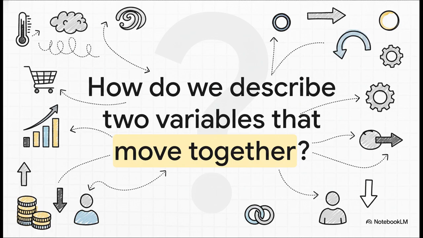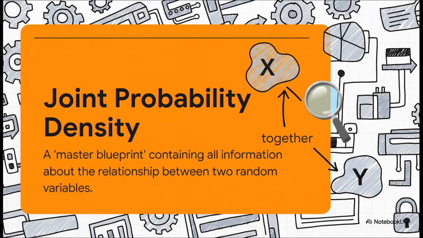entire relationship? Well, the answer is the joint probability density function, and I really want you to think of it exactly like a master blueprint for a complex machine. It holds every single piece of information about how two variables, let's just call them x and y, behave together. It is the one single source of truth for the entire system.